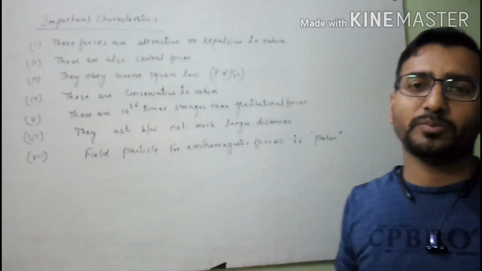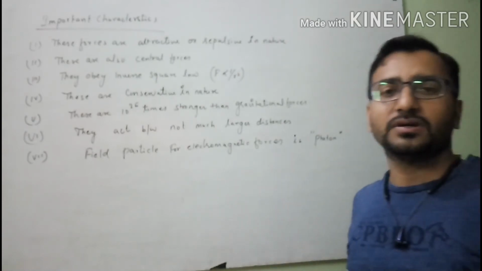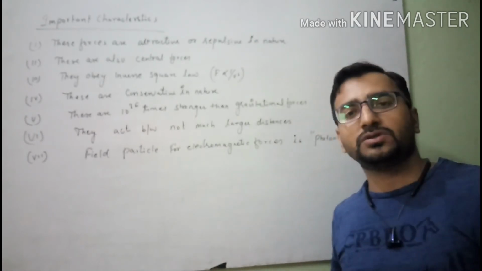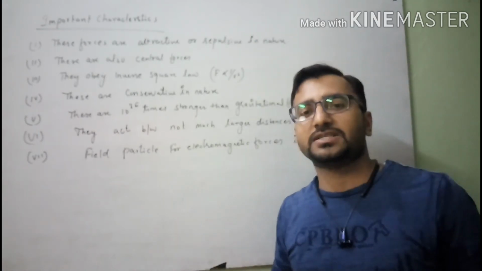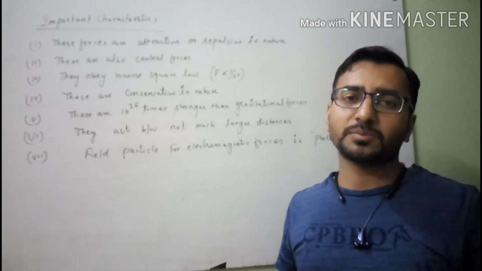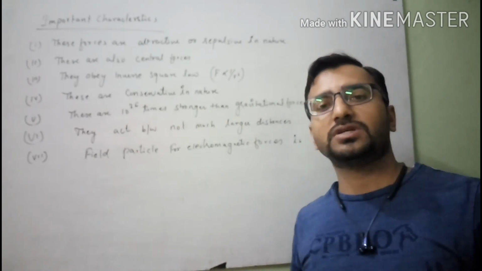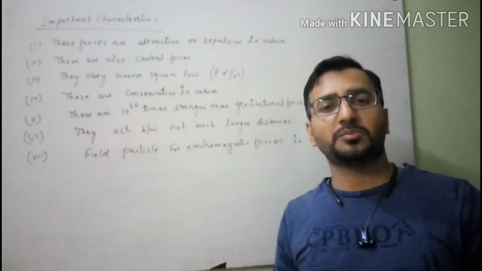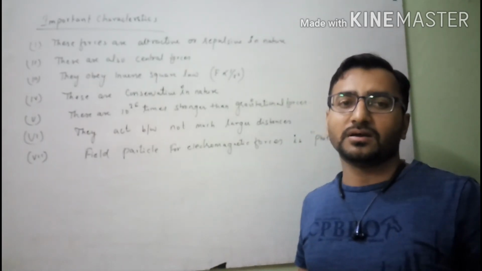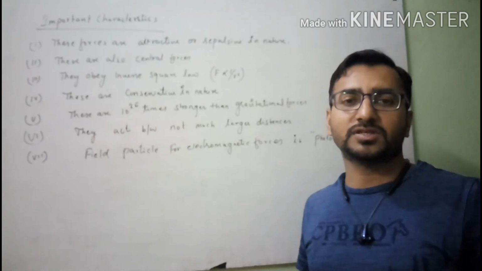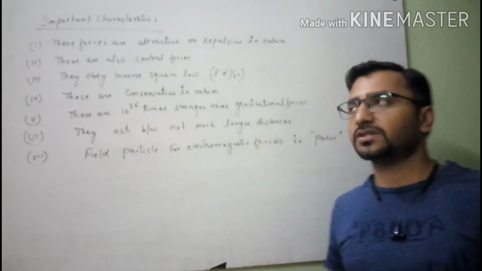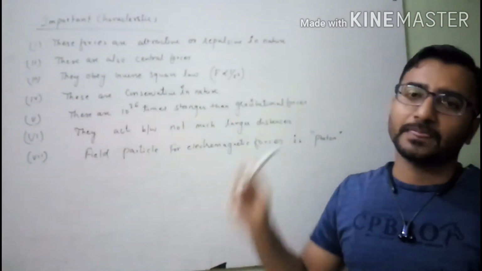Important characteristics of electromagnetic force in the sense of two charges. As I discussed before, the force of interaction between two charges is attractive or repulsive, depending on the nature of the charges. If the two charges are the same kind, then the force of interaction between them is repulsion. And if the two charges are of different kind, meaning one is positive and the other is negative, then the force of interaction between them is attractive.